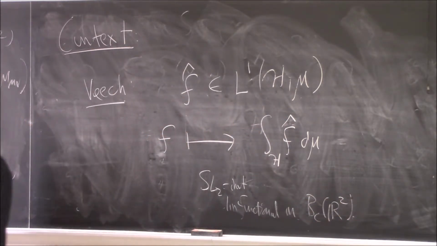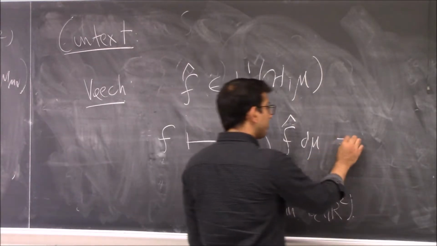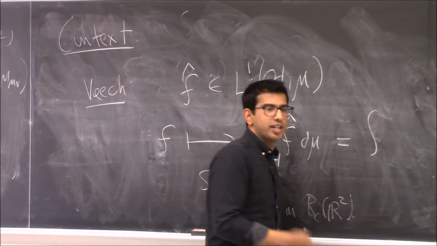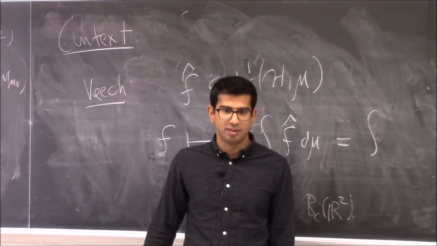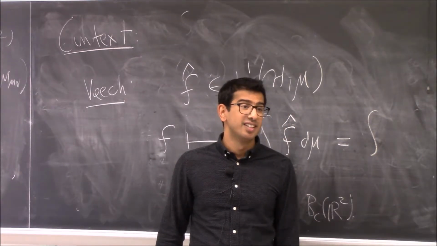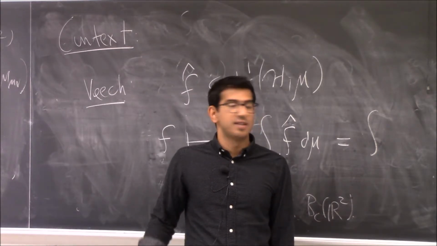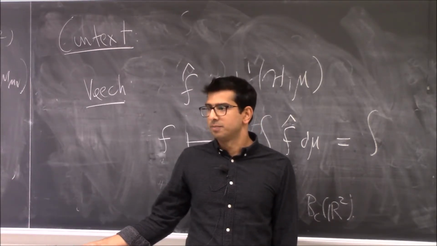Right? So you take a bounded compactly supported function, you get a number out of it, it's linear, it's SL2 invariant, which means it has to come from integration against an SL2 invariant measure on R2. There aren't that many of those. There's delta measure at 0, and there's scalar multiples of Lebesgue measure.